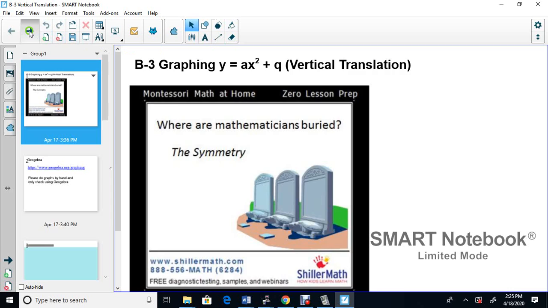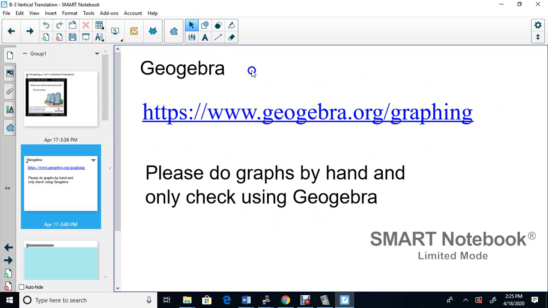Okay, again, we're going to use GeoGebra later on. Please do the graphs by hand and don't just cut and paste the graph from GeoGebra. Okay, do it by hand. I want to see that you can do it by hand, and then you can check all your work using GeoGebra by just typing it in. I want to make sure you understand the concepts by doing it by hand.